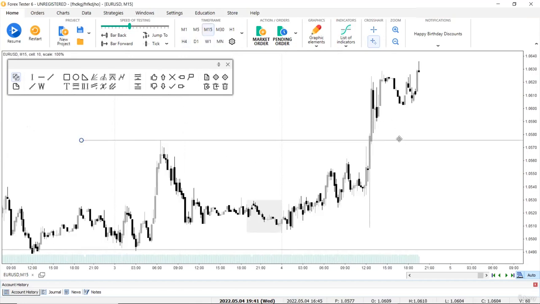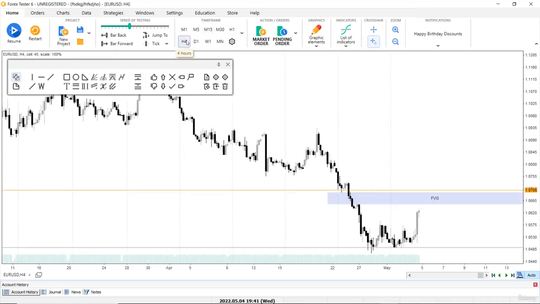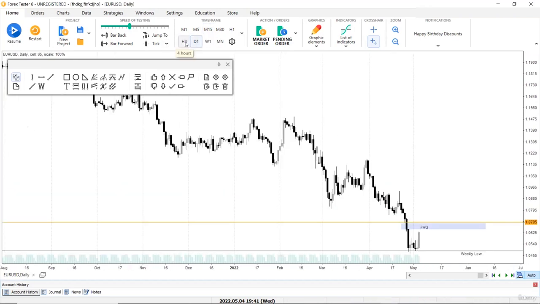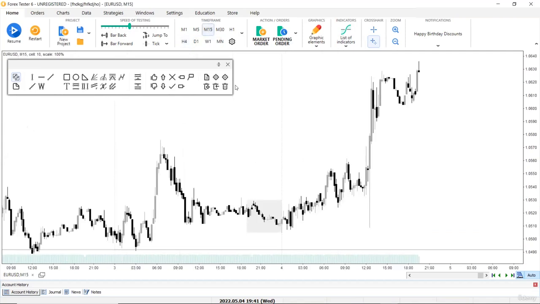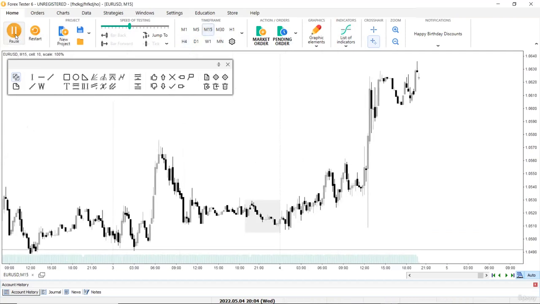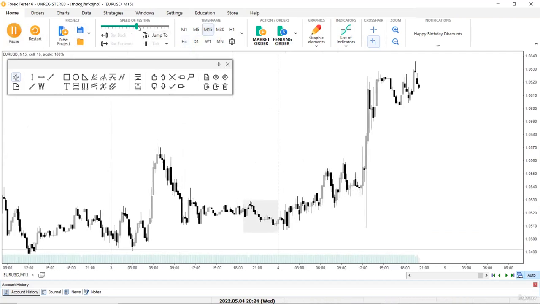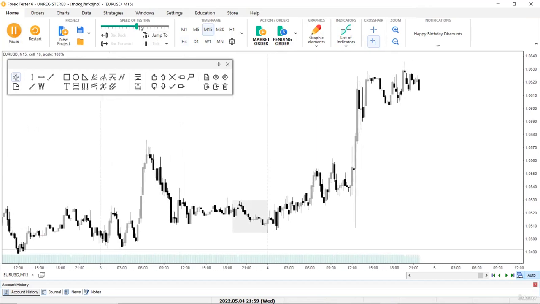Good indication that price is going up to that daily fair value gap, and we should be getting a reaction when we get up there. So let's play price forward a little bit faster, please.